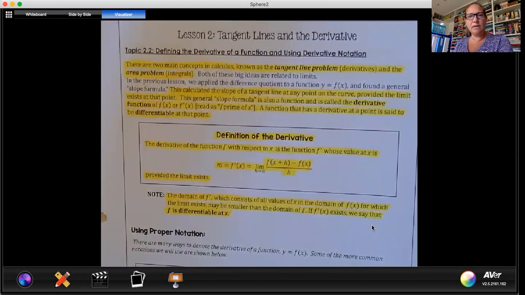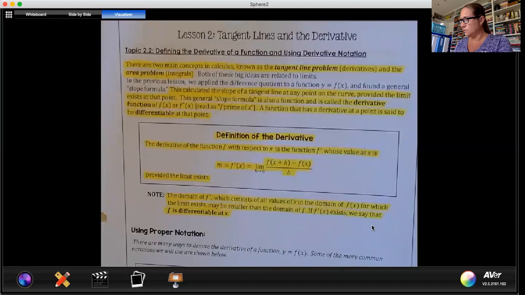In the previous lesson, we applied the difference quotient to a function y equals f of x and found a general slope formula. This calculated the slope of a tangent line at any point on the curve, provided the limit exists at that point. This general slope formula is also a function and is called the derivative function of f of x, or f prime of x. That prime looks like an apostrophe. A function that has a derivative at a point is said to be differentiable at that point. And we're going to get continuity and differentiability together later on.